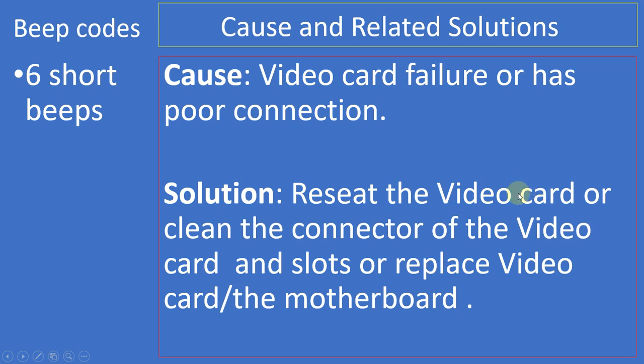To reset the video card means that you take out the video card if possible, then you set it properly again, or clean the connector of the video card. To clean the connector means that you clean the pins of the video card or the graphics card, the pins which are connected to the motherboard. You clean them with a rubber and a brush, and also the slot, or replace the video card.